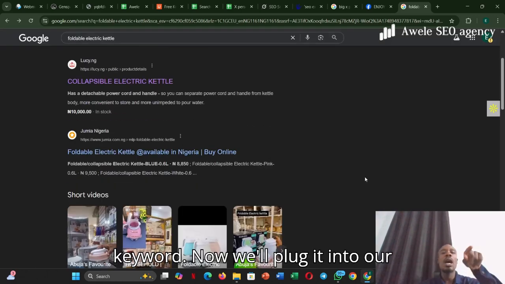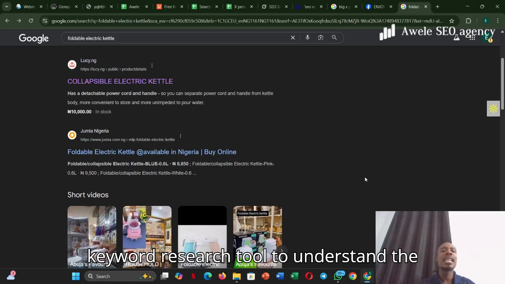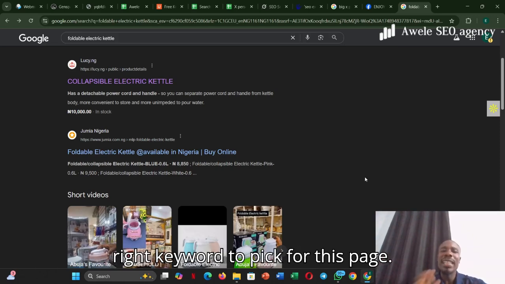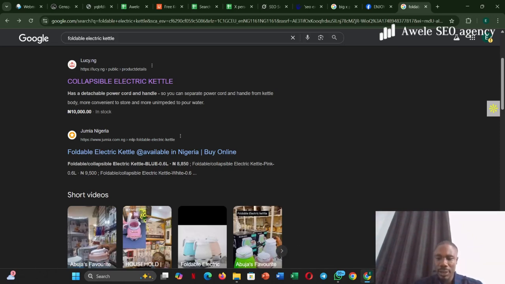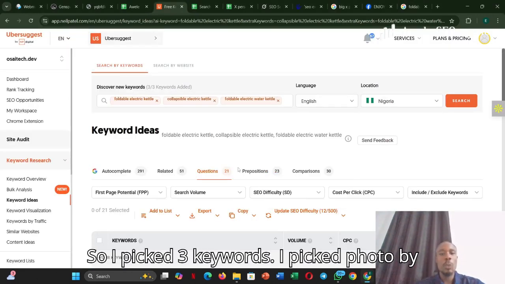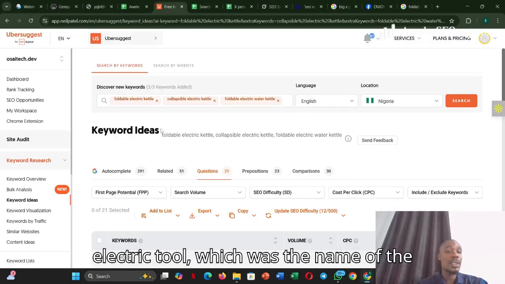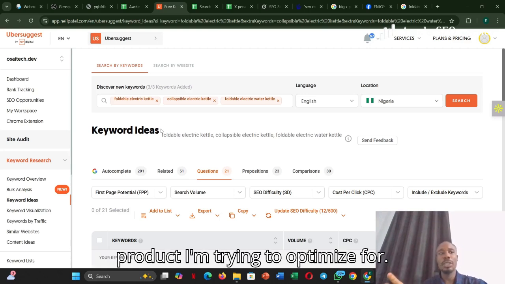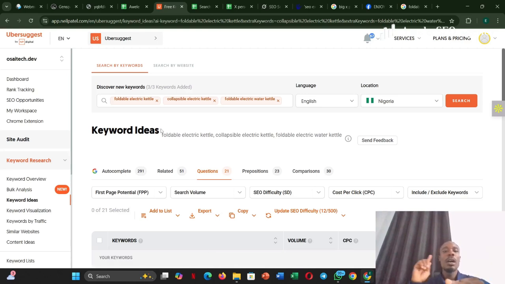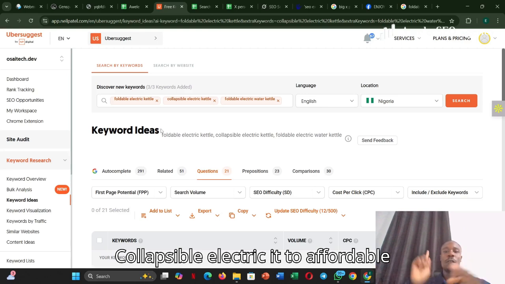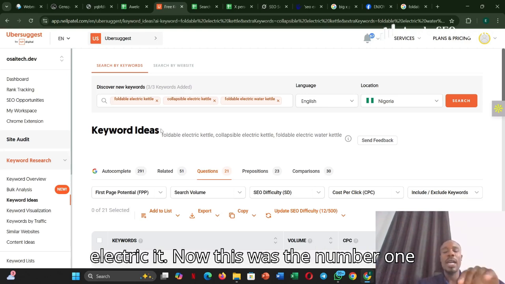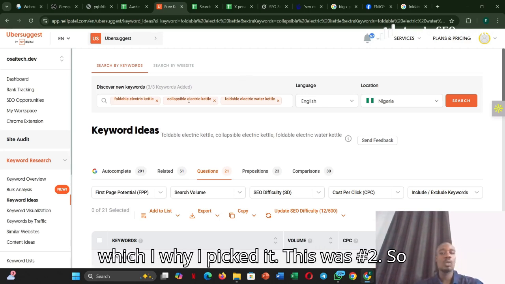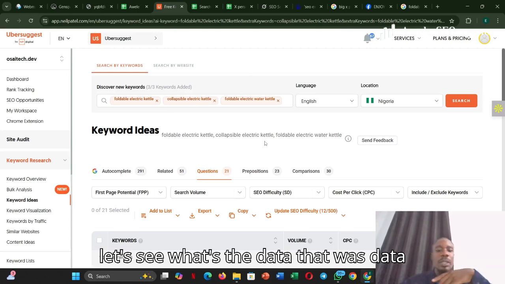Now, we'll plug it into our keyword research tool to understand the data behind this keyword, so we know the right keyword to pick for this page. I picked three keywords. I picked affordable electric kettle, which was the name of the product I'm trying to optimize for, collapsible electric kettle, and foldable electric kettle. This was number one, why I picked it. This was number two. Let's see what data we receive.